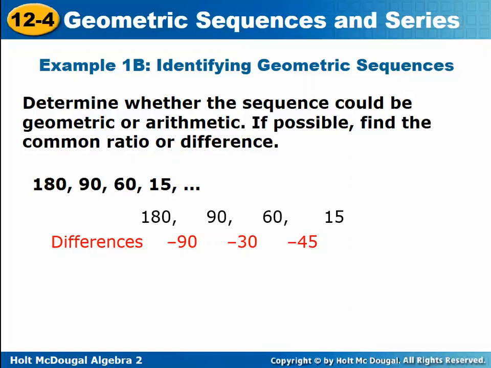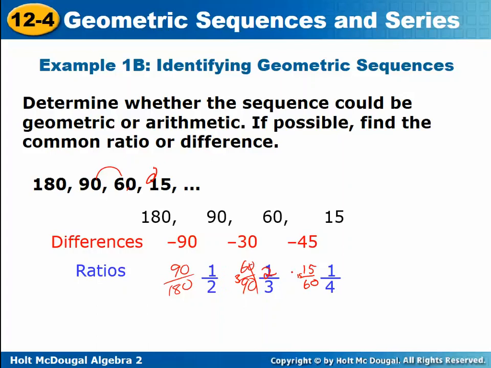So now we're going to check the ratios. When you do the ratios, you take a term divided by the term before it. So 90 over 180 simplifies to 1/2. And then we check 60 over 90. That simplifies to not 1/3, it simplifies to 2/3, because 3 goes into 6 2 times and 3 goes into 9 3 times. And then we check 15 over 60. 15 goes into 15 once, and 15 goes into 60 4 times. So we get the ratios of 1/2, 2/3, and 1/4.